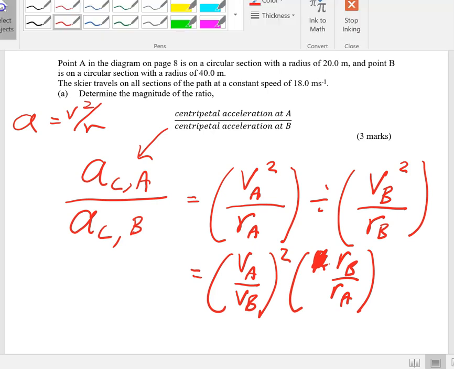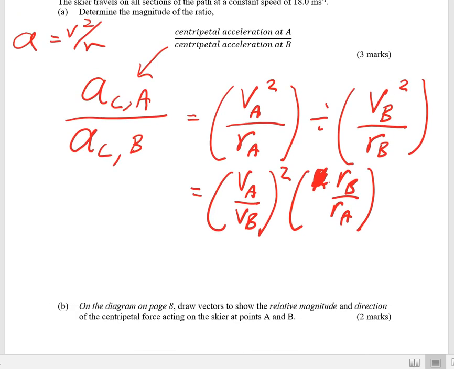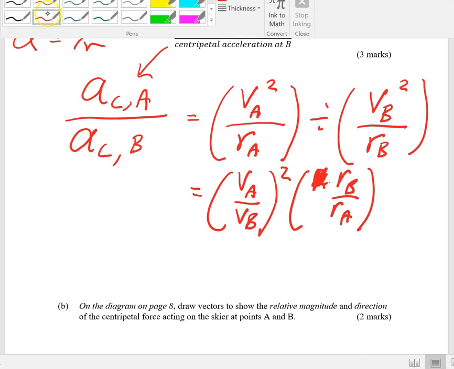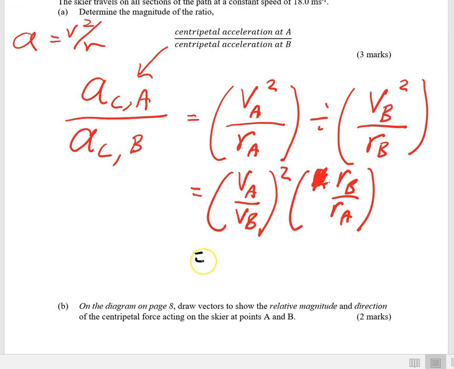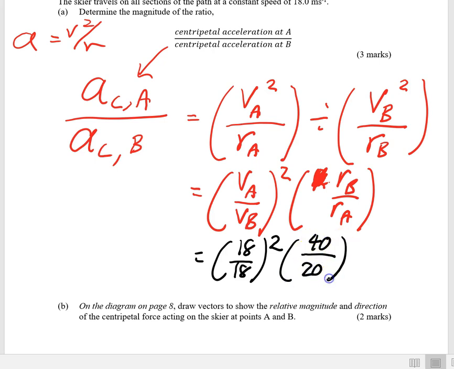So you have to do some manipulation over there, and then you can substitute the value. I use a different color. V_A and V_B are the same, so they are both 18. So 18 over 18 is actually 1 here. And the radius for B is 40, radius for A is 20. So the ratio answer is simple, it is 2. Alright, so it's actually pretty easy.